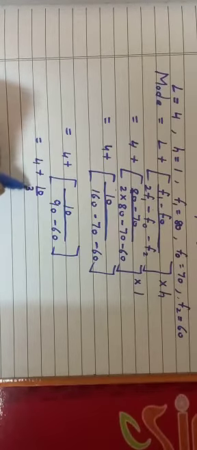So write the conclusion. The mode of fat content is 4.33%. Okay, like this you have to solve. This finding the mode is very easy because you have to learn the formula and do the substitution.